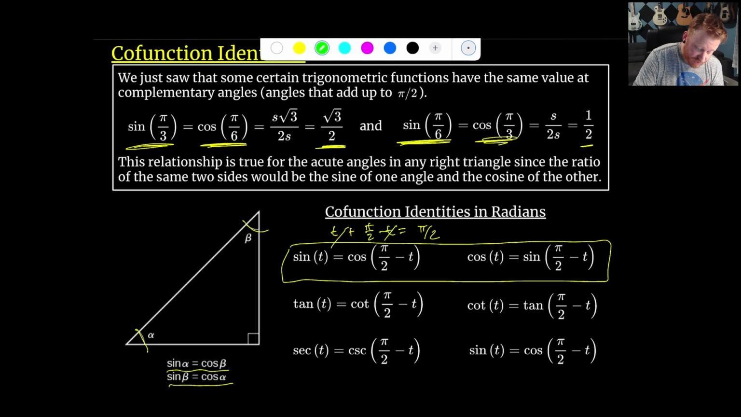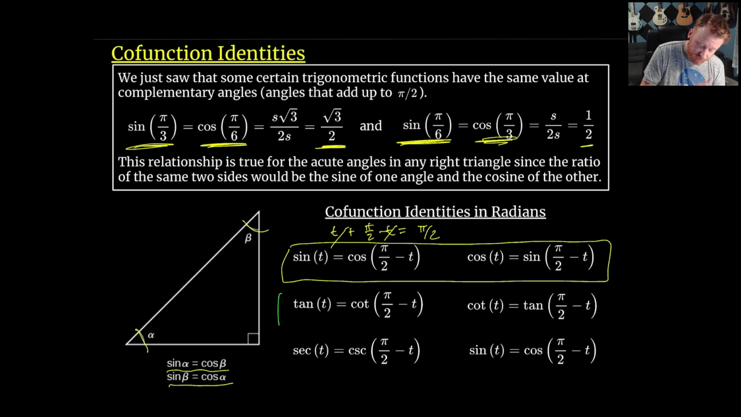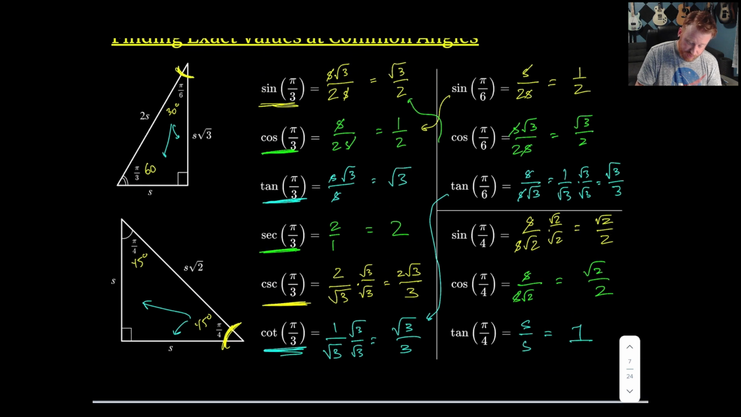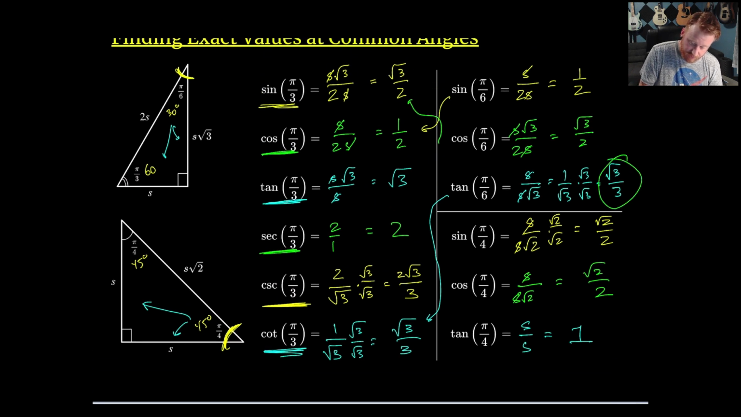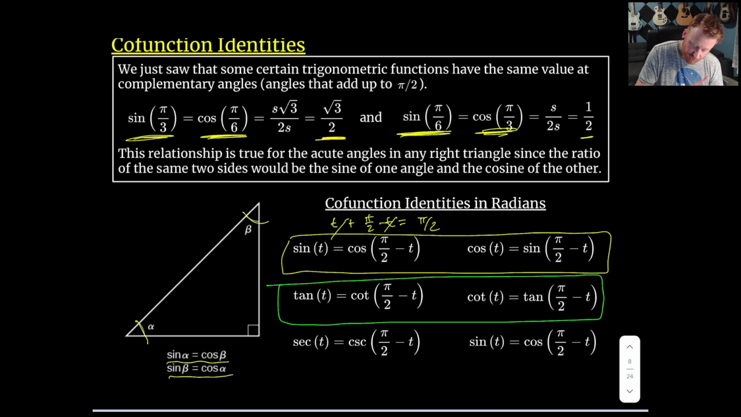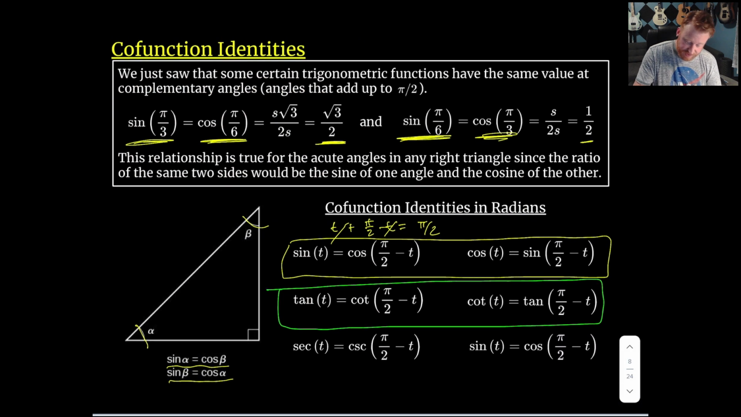And we also saw that the tangent and the cotangent were also cofunctions. We saw that with the square root of 3 over 3 and the square root of 3. And then we see that the secant and the cosecant are cofunctions, and that hopefully is not too surprising. They're the reciprocals of the sine and the cosine function, so the fact that those are just shifted by pi over 2 is not too surprising as well.